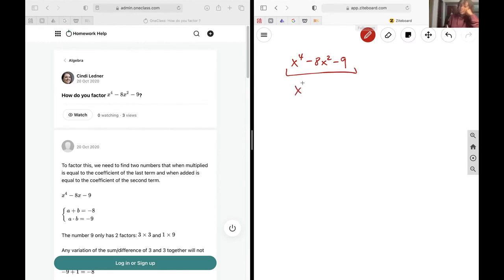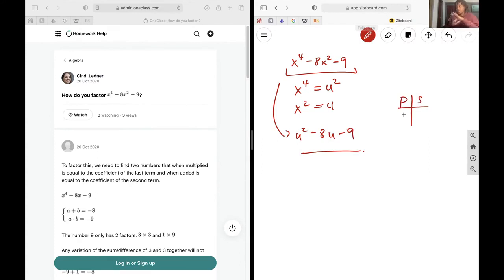If we set x to the power of 4 equal to u squared, and we set x squared equal to u, we can rewrite this expression as u squared minus 8u minus 9. And then we can treat this using product sum, or we can use the quadratic formula. I'll explain how to do both.